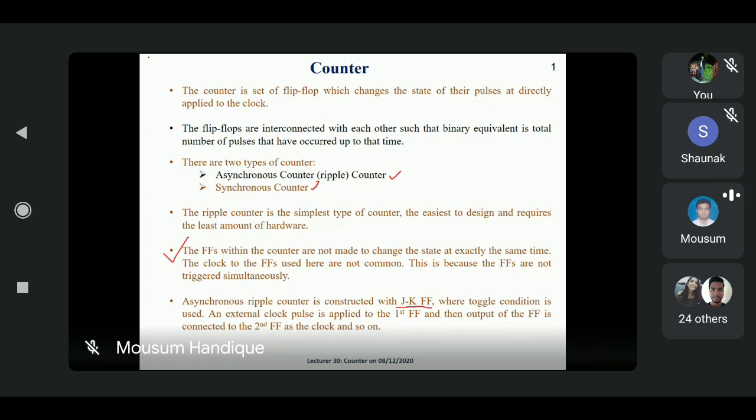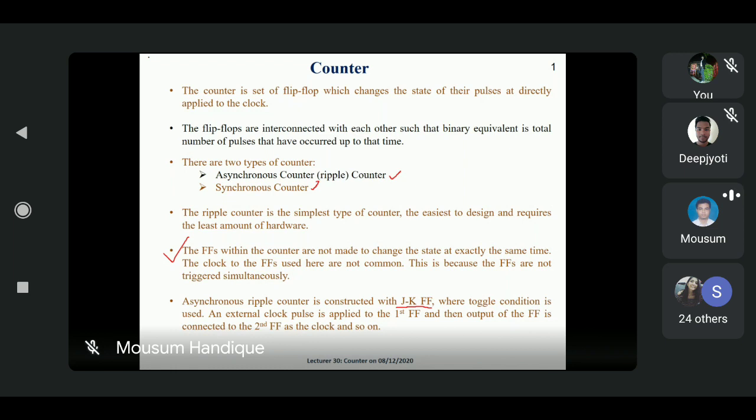Any doubt? Sir, propagation time is delayed in synchronous counter? No. Propagation time is less in synchronous counter. So it is very fast. Synchronous counter is much faster than the asynchronous counter. Why? Because in the synchronous counter, we are applying the same clock pulse to all the flip-flops. But when we are using the asynchronous counter, all the flip-flops have a different clock pulse. So the delay time is more than the synchronous counter.